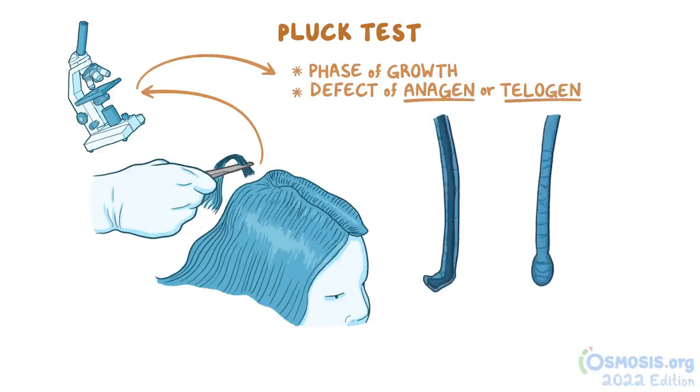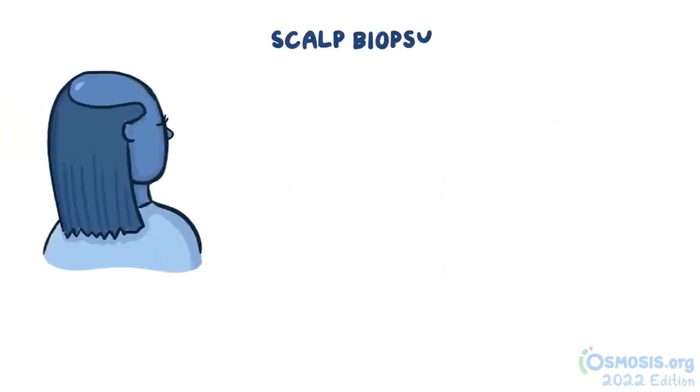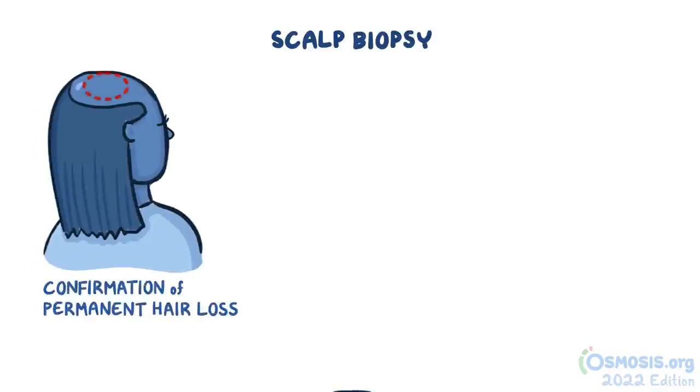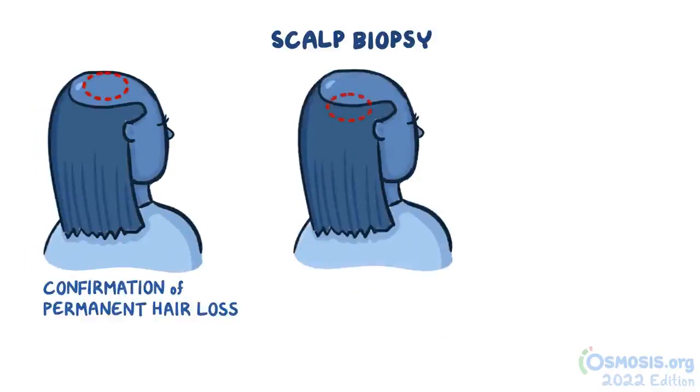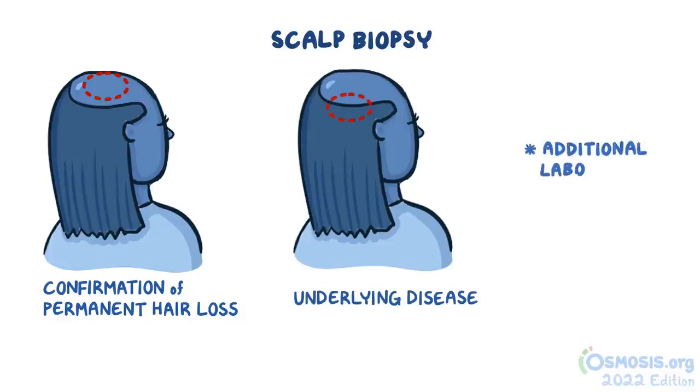Finally, getting a scalp biopsy from the center of the lesion gives confirmation of permanent hair loss, whereas a biopsy from the edge or an area of active inflammation can shed light on the underlying disease, and depending on the suspected diagnosis, additional laboratory studies can be performed.